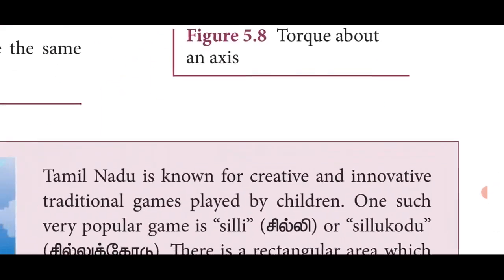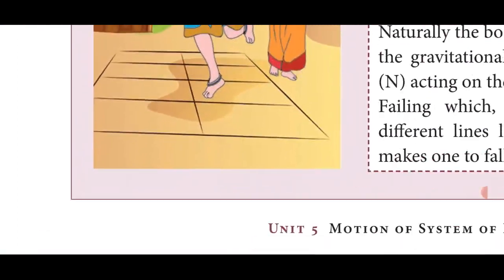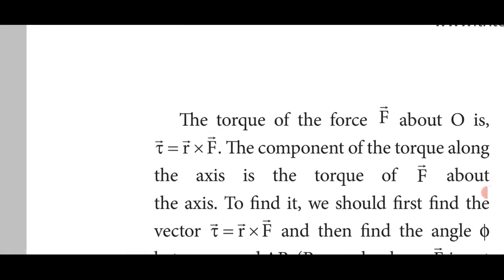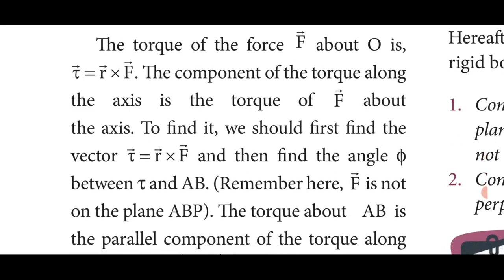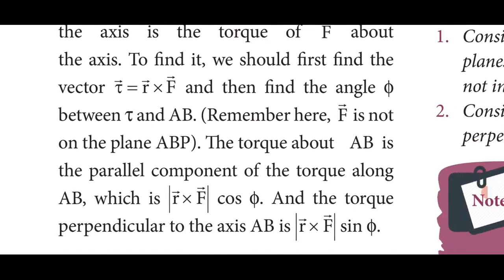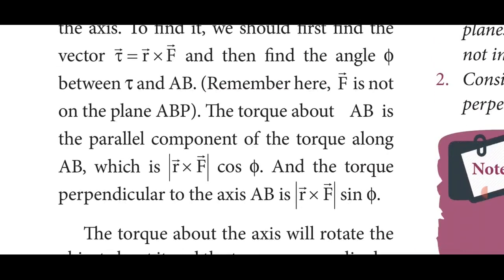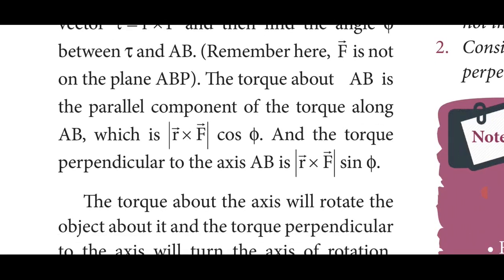Next we are going to see the torque of a force F about O. You know that tau is equal to r cross F. The component of the torque along the axis is the torque of F about the axis, so we should find the vector: tau is equal to r vector cross F vector. Let the angle between tau and AB be phi. So the torque about AB is the parallel component of the torque along AB.